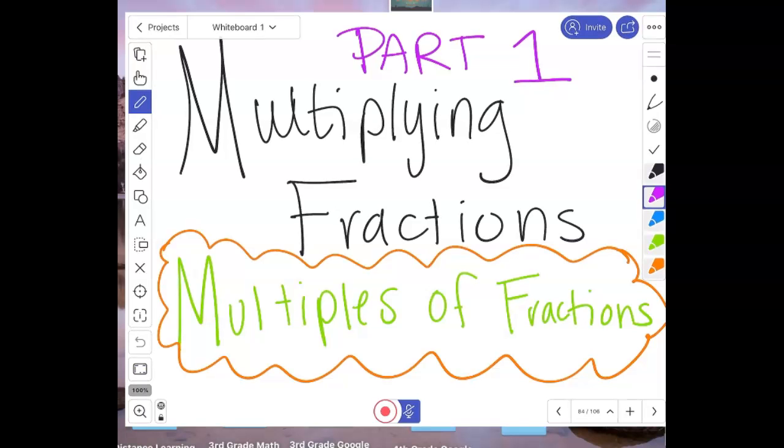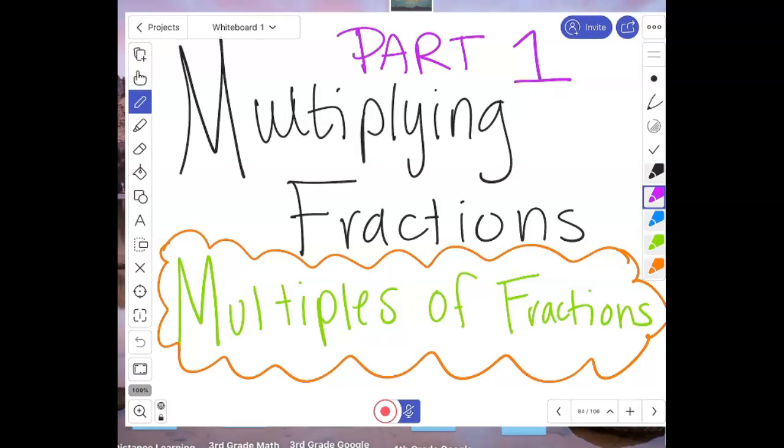Hi there, fourth graders. We're going to continue working on comparing fractions this week. I said comparing, I meant multiplying. We're going to continue multiplying fractions this week, and we're going to start with part one today on multiplying fractions, focusing on multiples of fractions.